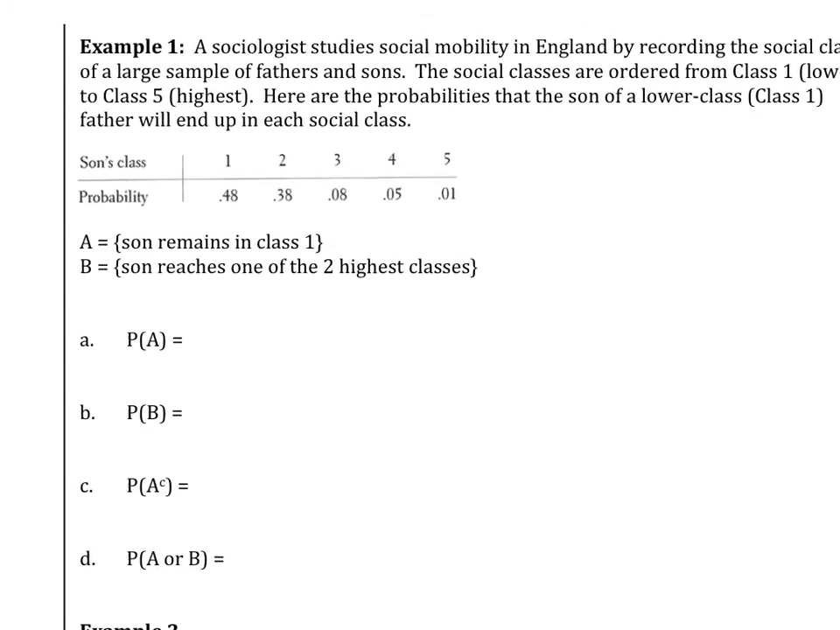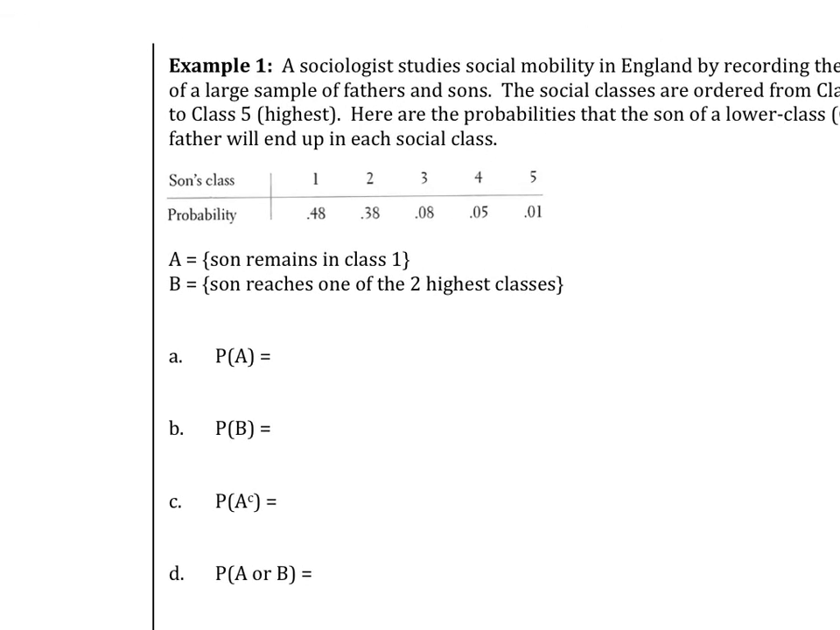And B is the son reaches one of the highest 2 classes. So if you look at this table, if the son is born to a father who's in class 1, there's a 0.48 probability that he stays in class 1. There's a 0.38 probability that he goes up to class 2. There's a 0.08 probability that that son who was born in class 1 ends up making a lot of money and goes to class 3.